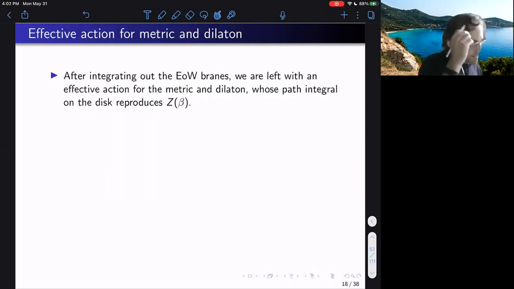Good. So the next thing I wanted to mention was what happens, say, to the effective action for the metric and the dilaton if you integrate out the end of the world branes. So the idea is that after integrating out the branes, we want to look for some effective action for the metric and the dilaton whose path integral on the disk reproduces Z of beta.